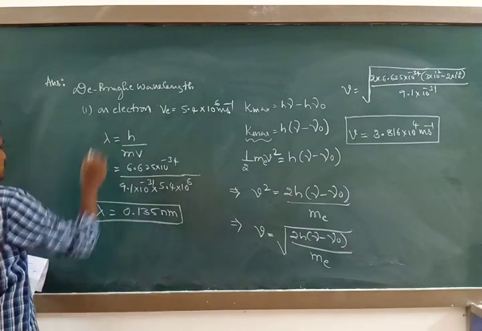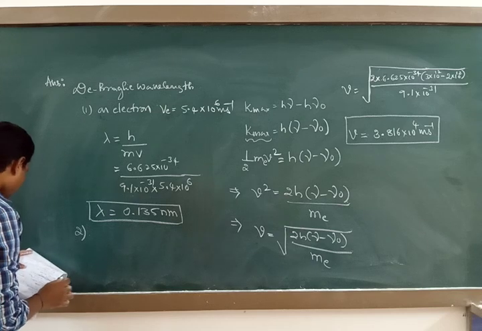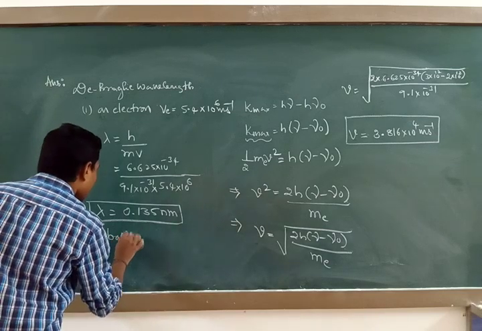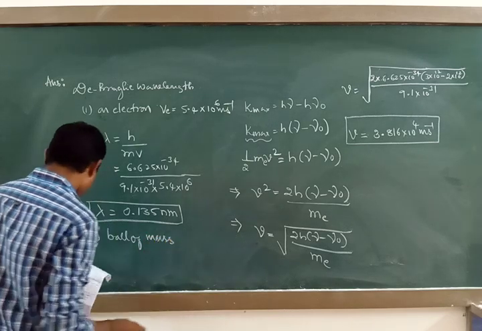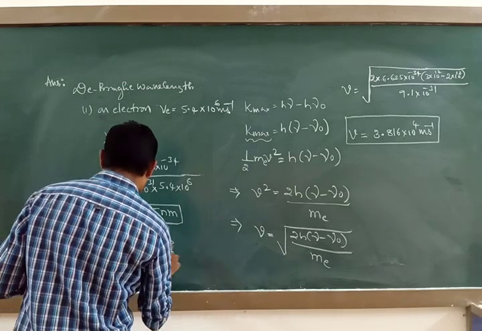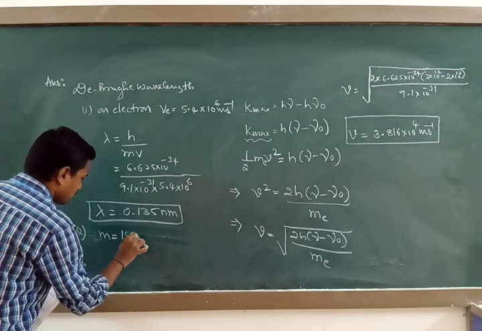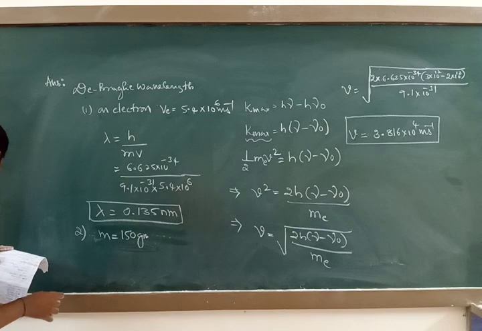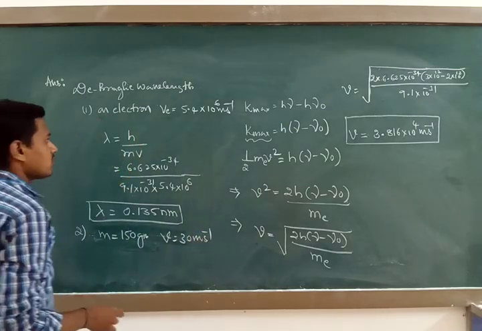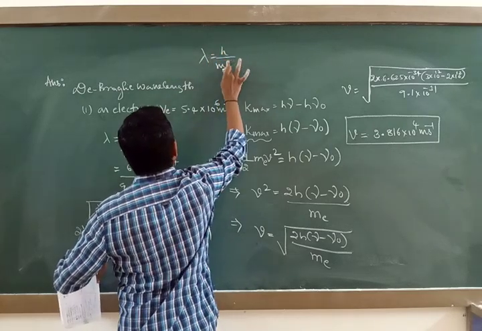So next, same question. Here, instead of an electron, they are giving some second one, that is a ball of mass 150 gram. So they are giving the mass of the ball. I will write it: mass of the ball they are giving 150 gram, traveling at a speed of 30 meter per second. Then what happens to the de Broglie wavelength? Very simple, lambda is equal to h by mass of the ball into speed.